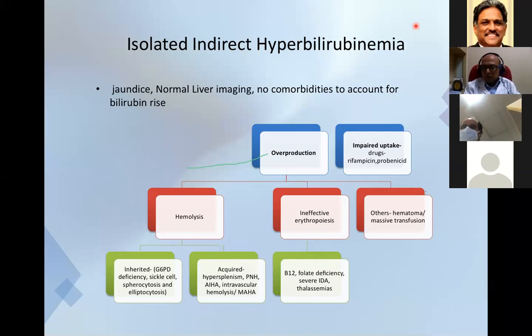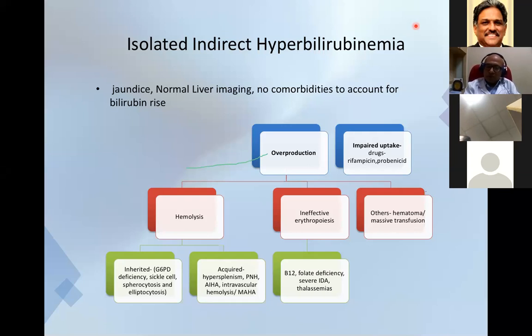Then there are drugs. Like I said, the detailed drug history is important. And rifampicin is a commonly used drug for tuberculosis, and you see a lot of ATT-related drug-induced liver injury. So rifampicin causes impaired uptake, and it causes an indirect hyperbilirubinemia. So the other things that are rarely implicated are things like somebody having a large hematoma after significant trauma, and after having a massive transfusion.